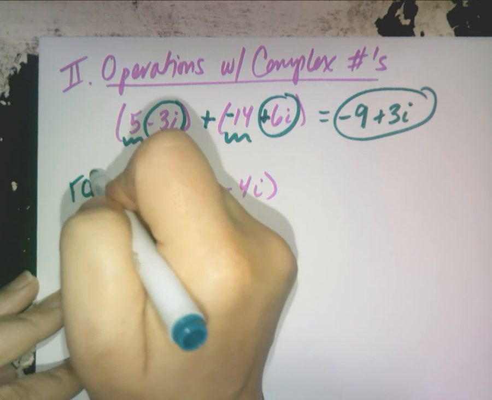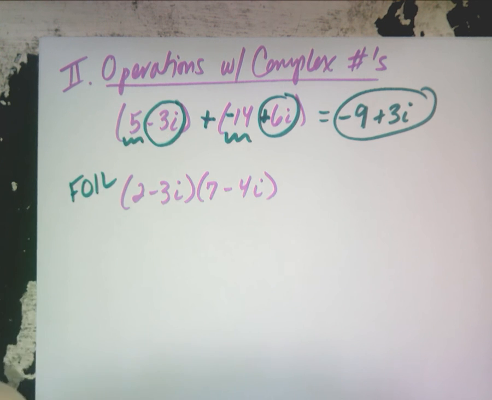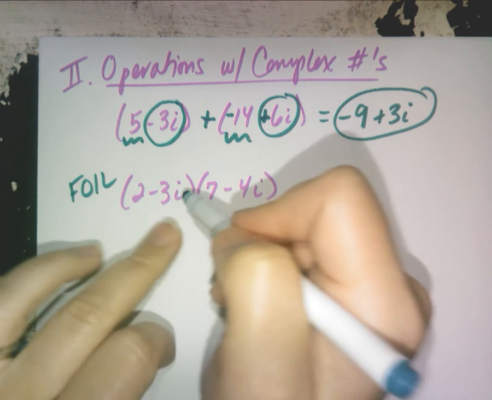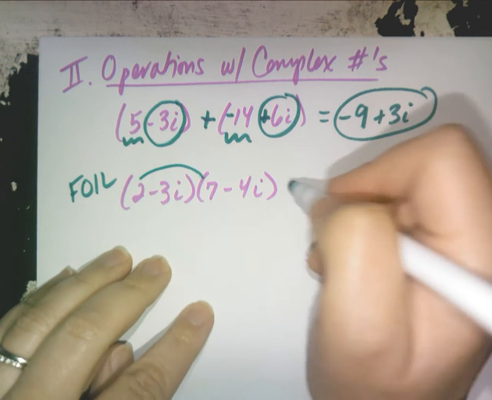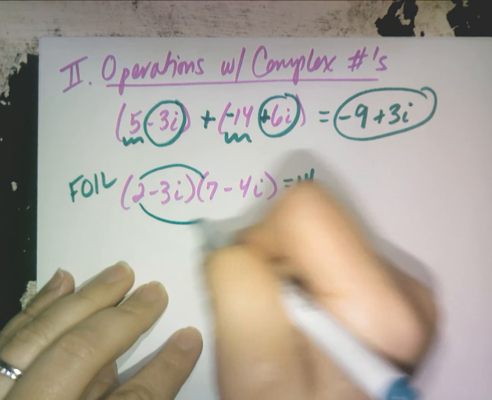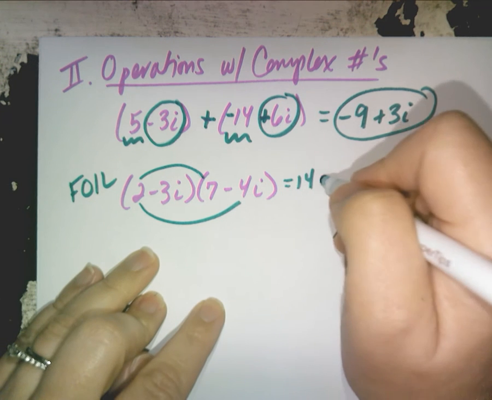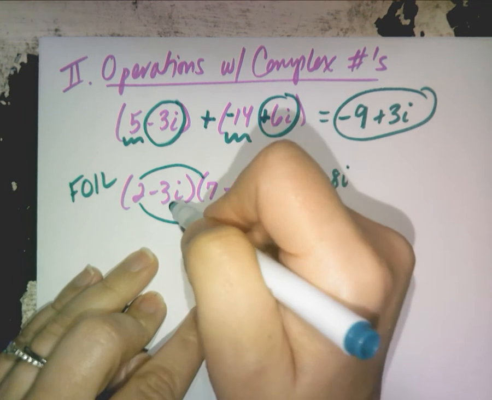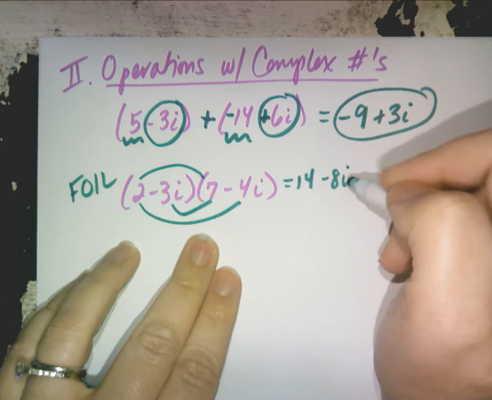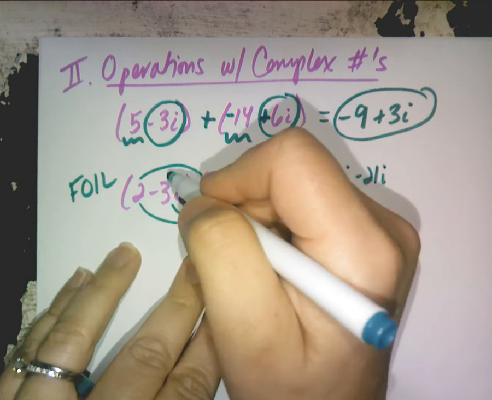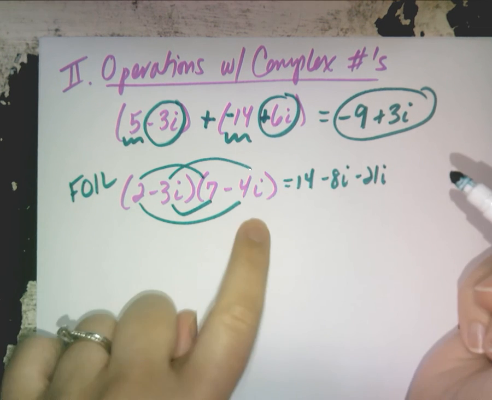Well, you just FOIL. That's all you have to do. You FOIL it. Because it's a binomial and a binomial. So 2 times 7, 14. 2 and negative 4i, negative 8i. Negative 3i and 7, negative 21i. Negative 3i and negative 4i.